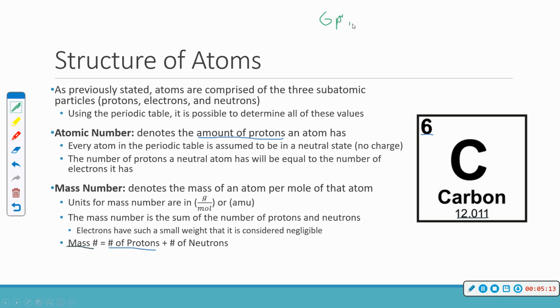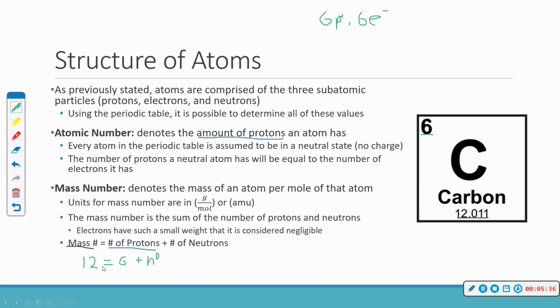Since it has 6 protons, it's going to need an equivalent amount of electrons to balance out that charge. And lastly, we just need to solve for the number of neutrons using the mass number equation. Because remember, mass number, which is going to be 12, is equal to the number of protons, which is 6, plus the number of neutrons.